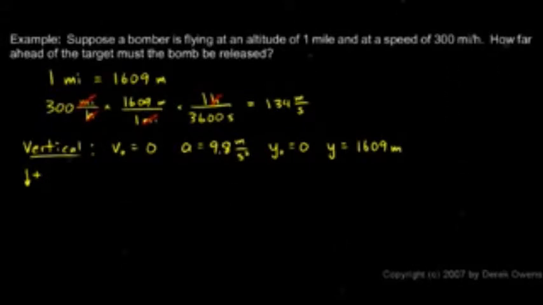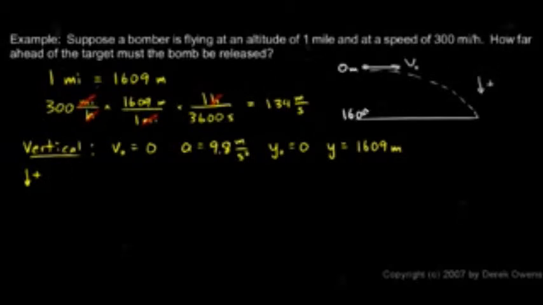And it might help you to make a little sketch to visualize that. Draw the bomb here. It's moving along at its initial velocity, and it's moving down like this. If we consider down to be positive, then the height right here is 0 meters, and here it's 1,609 meters. And you should see that the 0 and the 1,609 set up like that is consistent with down being the positive direction.